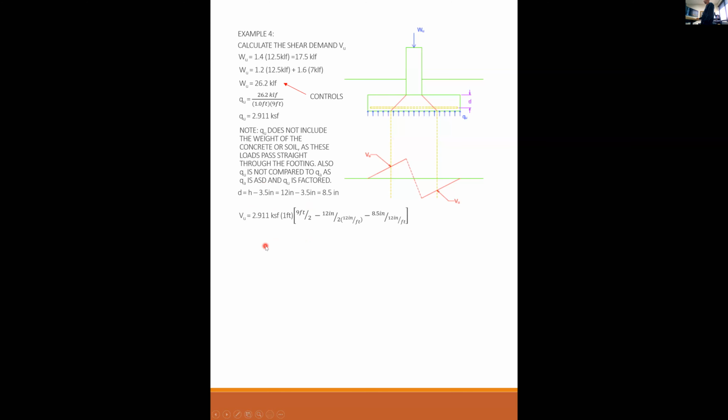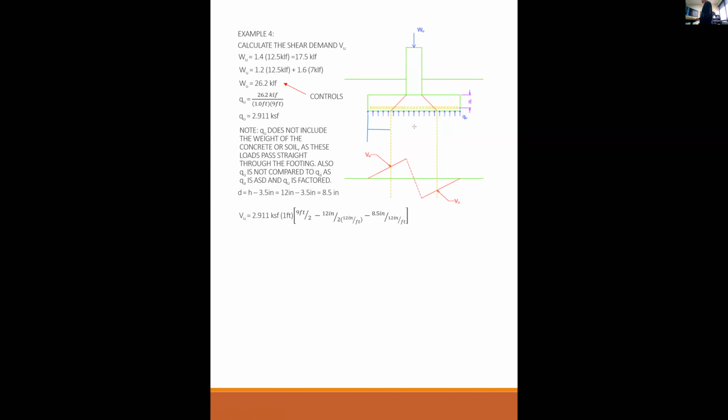So VU is equal to the factored soil pressure, times the width of the beam, which is 1 foot, times, now here's where it gets a little tricky. What we're multiplying this times is this length right there. In fact, I can draw that in if you like. From the edge of the foundation to this point right there. That's the distance I want.